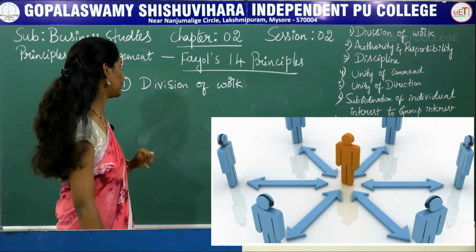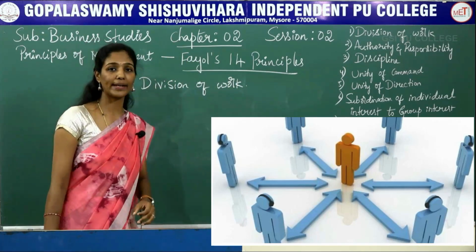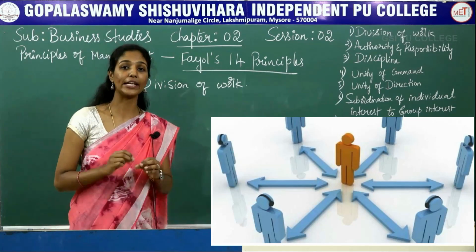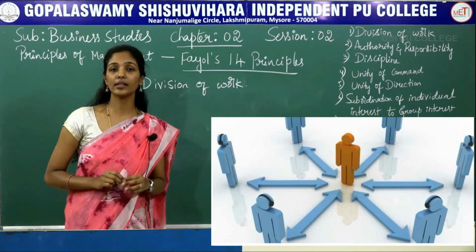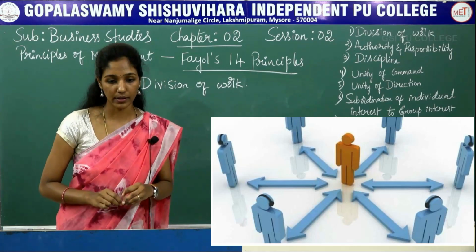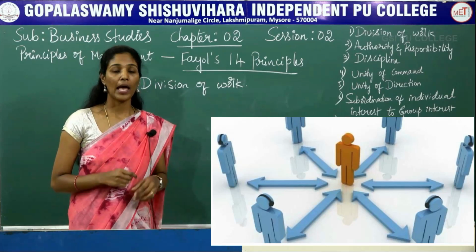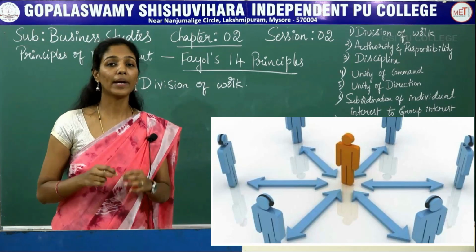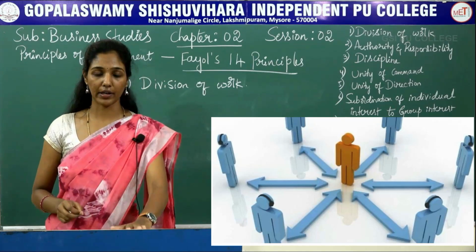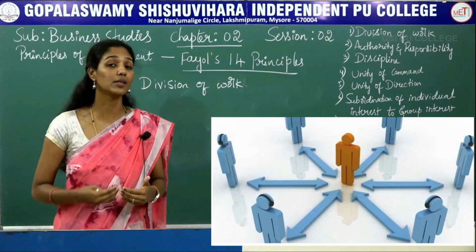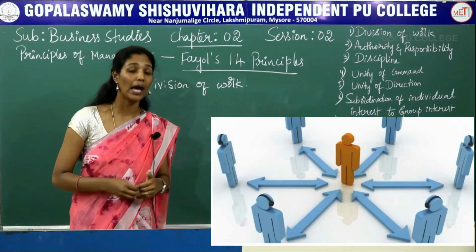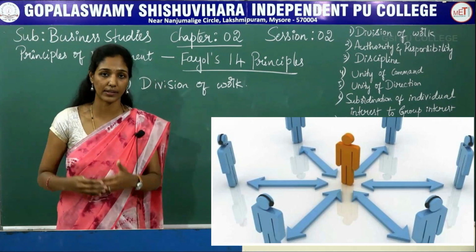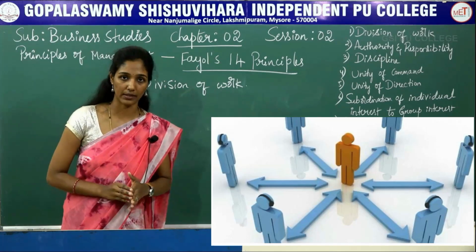According to this principle, the whole work should be divided into different parts and each part should be assigned to an individual employee. This is because a single person cannot do the whole work. When a person performs the same job repeatedly, he will become an expert in that particular job, which means he will earn specialization in his work, and this specialization helps him increase the efficiency of his performance.